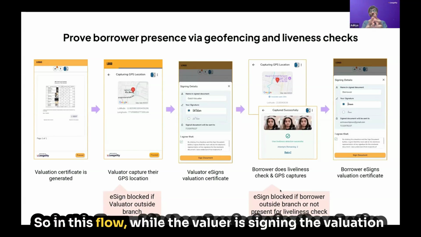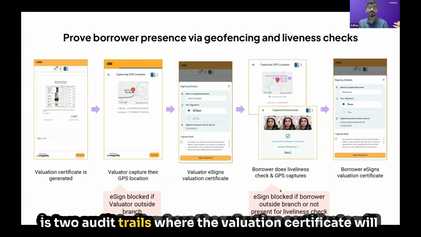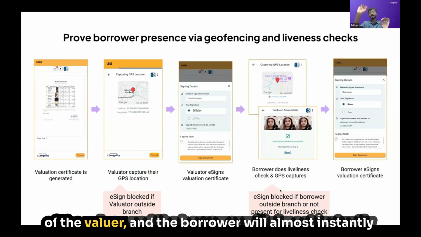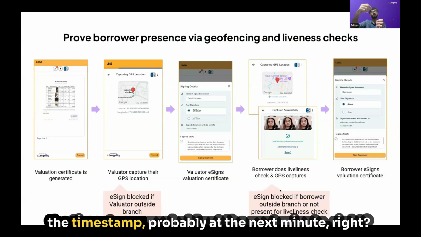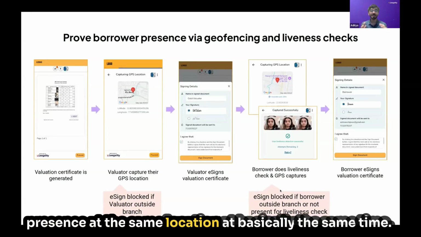So in this flow, while the valuer is signing the valuation certificate and the borrower is signing the agreement, two different documents, what you have essentially is two audit trails where the valuation certificate will have a geofencing at a particular time at your branch of the valuer, and the borrower will almost instantly also be geofenced and located at your branch at the timestamp, probably at the next minute, right? So through this, you are able to show both their presence at the same location and basically the same time.